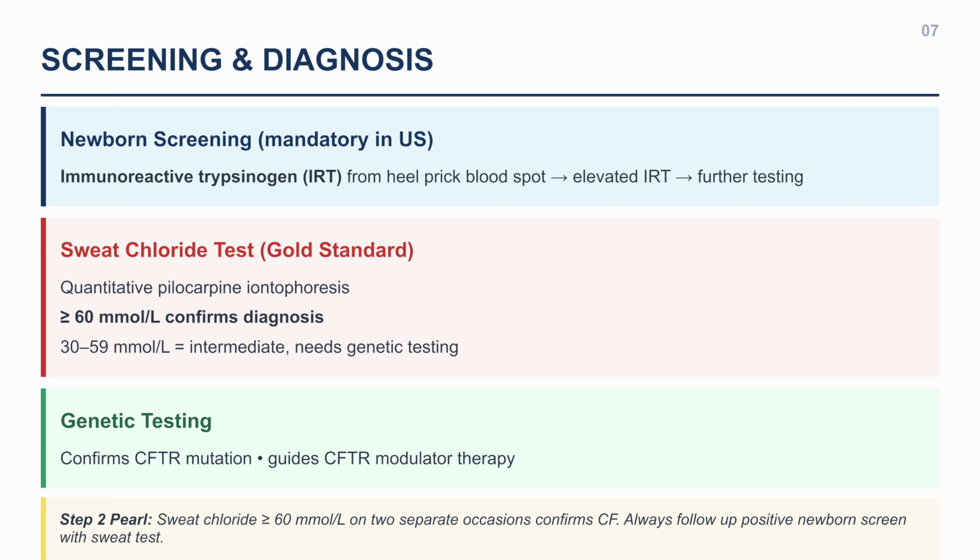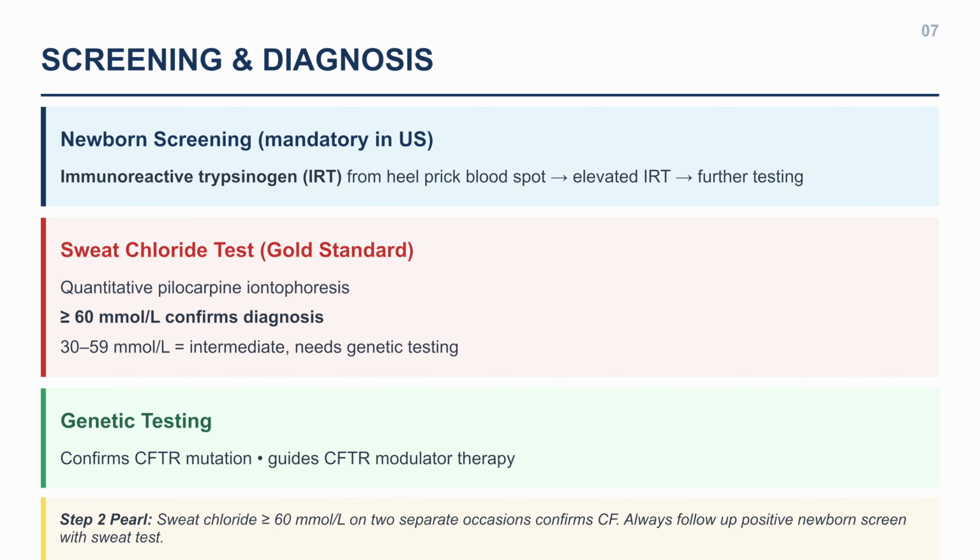The gold standard for diagnosis is the sweat chloride test, using quantitative pilocarpine iontophoresis. A sweat chloride level of 60 millimoles per liter or higher confirms the diagnosis. Values between 30 and 59 are intermediate and require genetic testing.